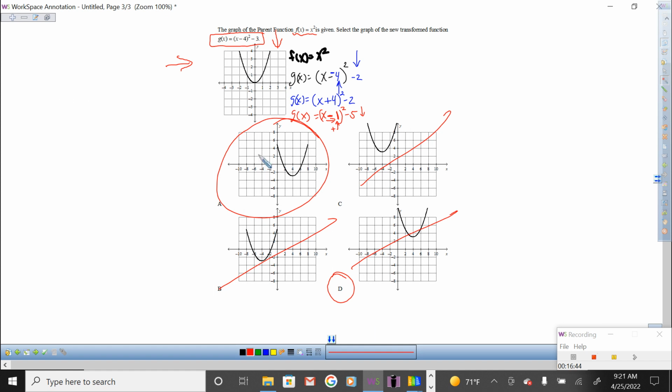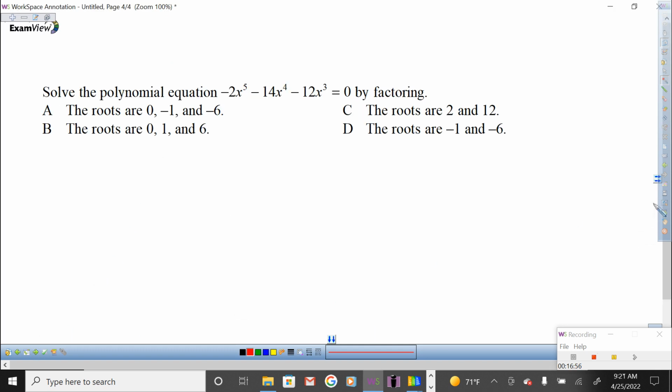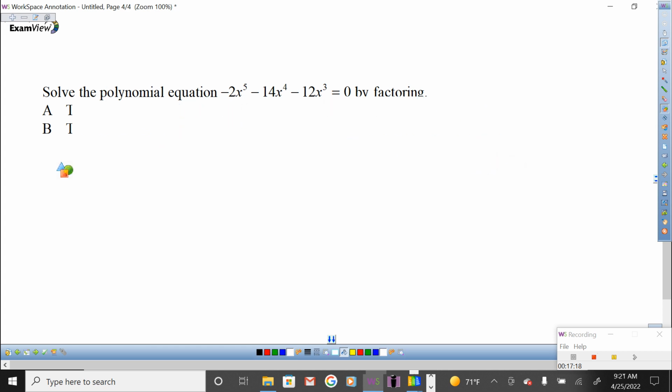Do we need another one of these? No, let's move on. This was number 14. Let's go to 15. It reads, solve the polynomial equation, negative 2x to the fifth, negative 14x to the fourth, negative 12x cubed, equal to 0. So I'm going to cover these up. Do you have space on your study guide? To do work? You guys have space? Okay. So, copy this one.